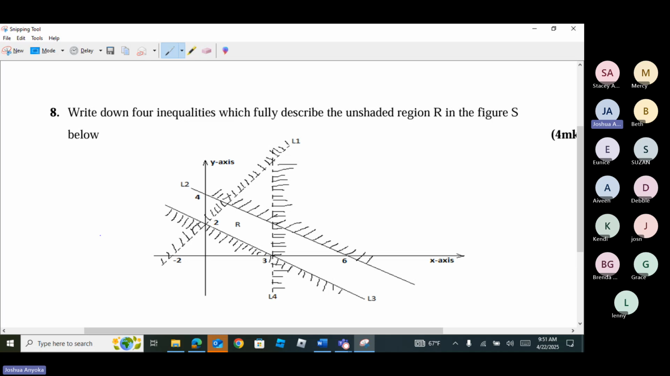For guiding ourselves, let it be like this. They are labeled line 1, line 2, line 3, and there must be line 4. 1, 2, 3, and line 4. When I see that, I will start with line 4, because line 4 is the equation x is equals to 3. I take 1 point inside the region, I substitute.